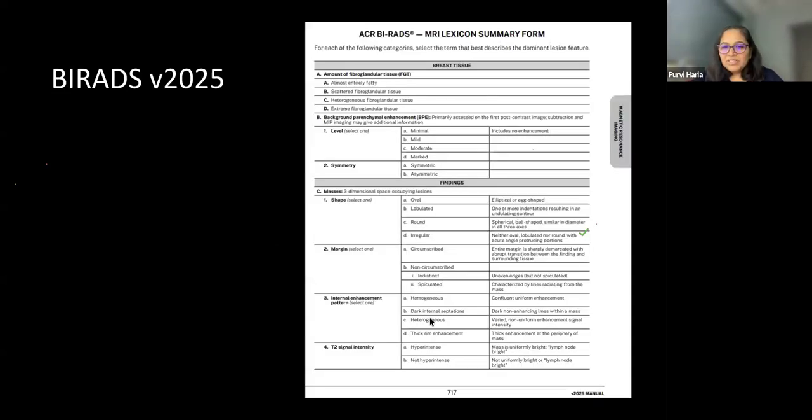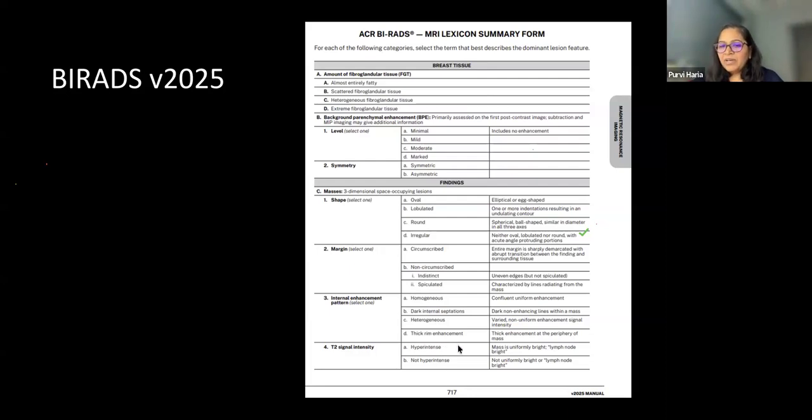Then there is homogeneous and heterogeneous enhancement. There are other types of enhancement. This is dark internal septation, or dark non-enhancing septation. This is classically seen in some fibroadenomas, where we see a very oval or lobulated lesion with circumscribed margin and dark non-enhancing septae. Then it is more or less characteristic of FAs, fibroadenomas.